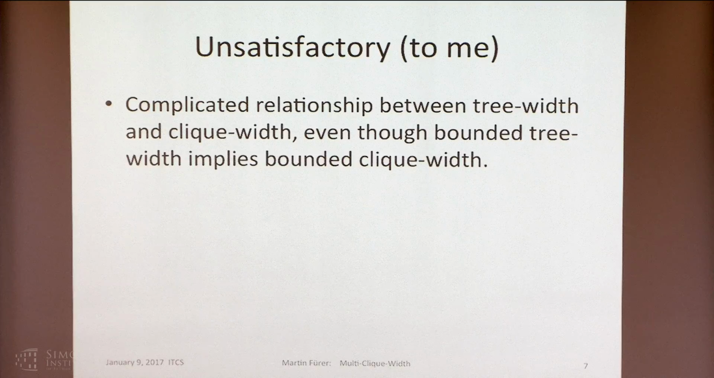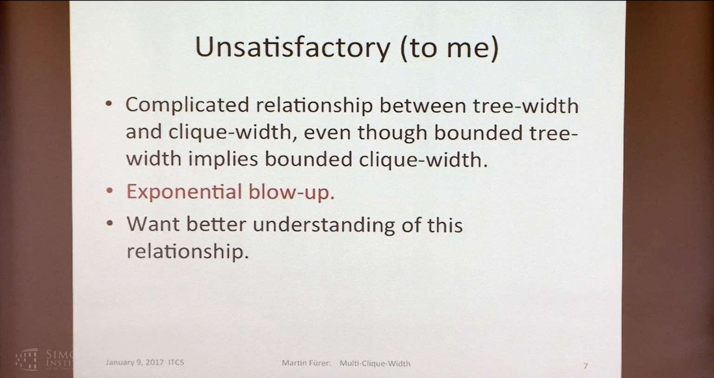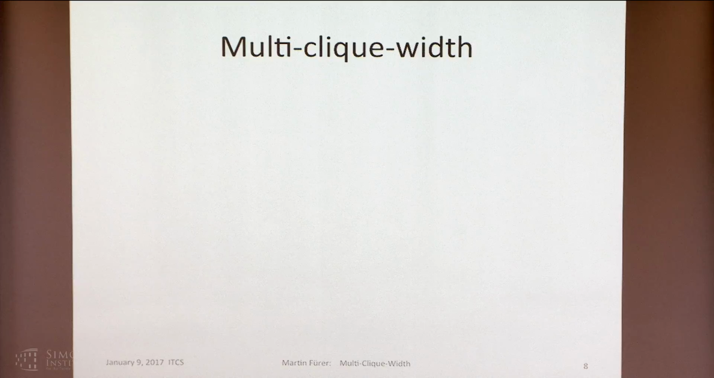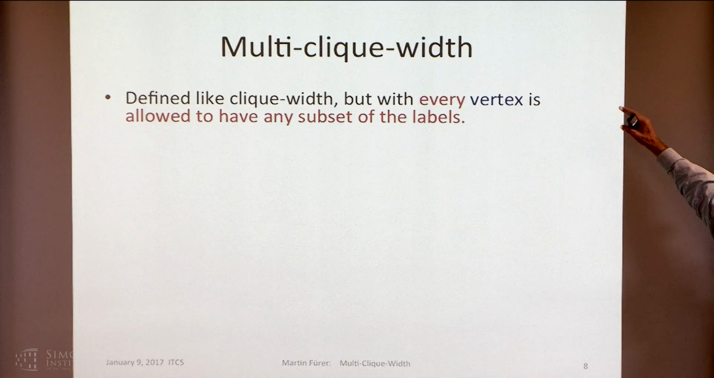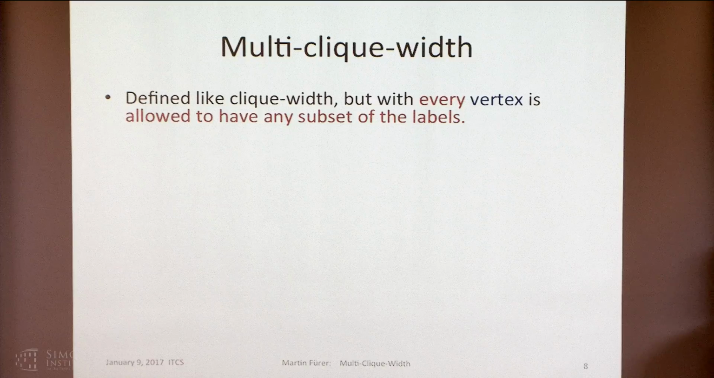This is unsatisfactory to me, because clique-width is supposed to be a generalization of tree-width, allowing fast algorithms for a larger class of graphs. And so we have this complicated relationship and this exponential blow-up, and we want to understand this relationship better. And so I propose to study a width parameter which I call multi-clique-width, and it's almost the same as clique-width. The definition is almost the same, sorry.